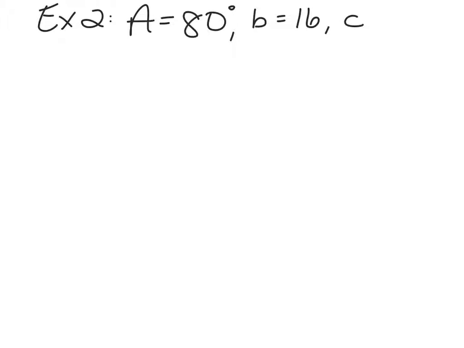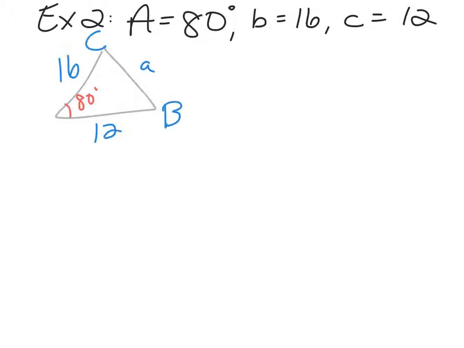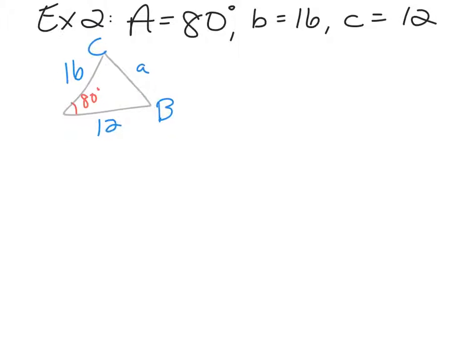For the second example, we're going to be looking at the side angle side scenario. So we're going to have an angle given at, let's call it 80 degrees, angle A. Side B is going to equal 16, and side C is going to equal 12. So if we take a look at what this would look like, again, we don't have any across pairs from one another, so we couldn't use the law of sines, so we've got to use the law of cosines.